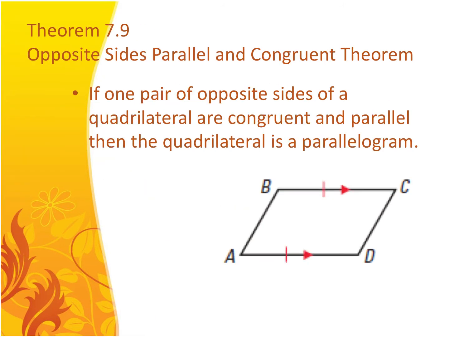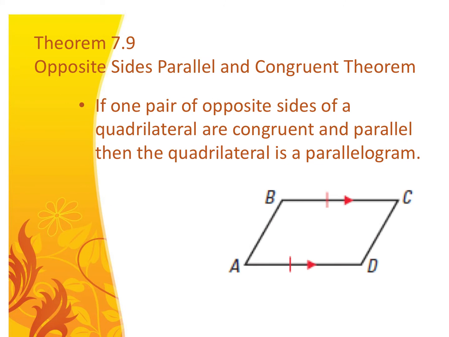The next one is not a converse, it's a theorem. Again, don't memorize the number. It's called the opposite sides parallel and congruent theorem. So if one pair, and it's got to be the same pair, of opposite sides of a quadrilateral are congruent and parallel, then the quadrilateral is a parallelogram. So notice in my picture here, I've got a congruency mark and a parallel mark on sides BC and AD. So because that same pair is both congruent and parallel, then I can say that ABCD is a parallelogram.